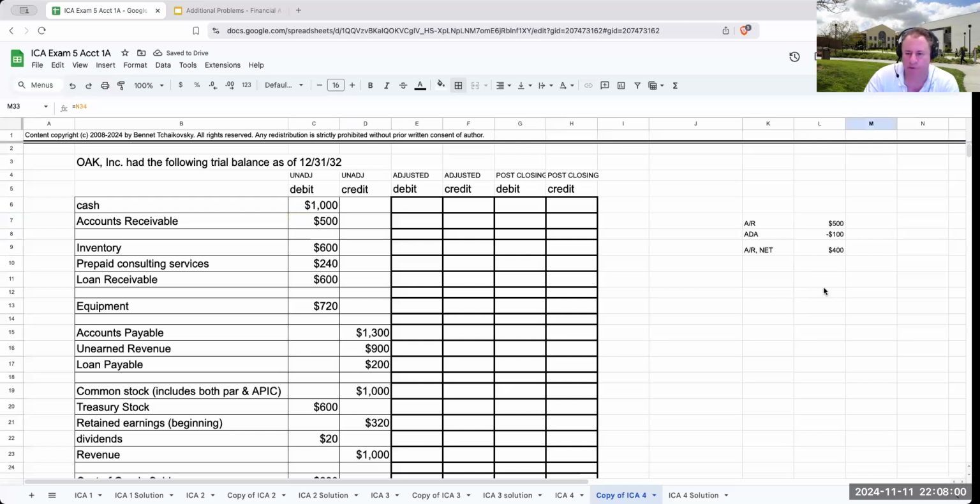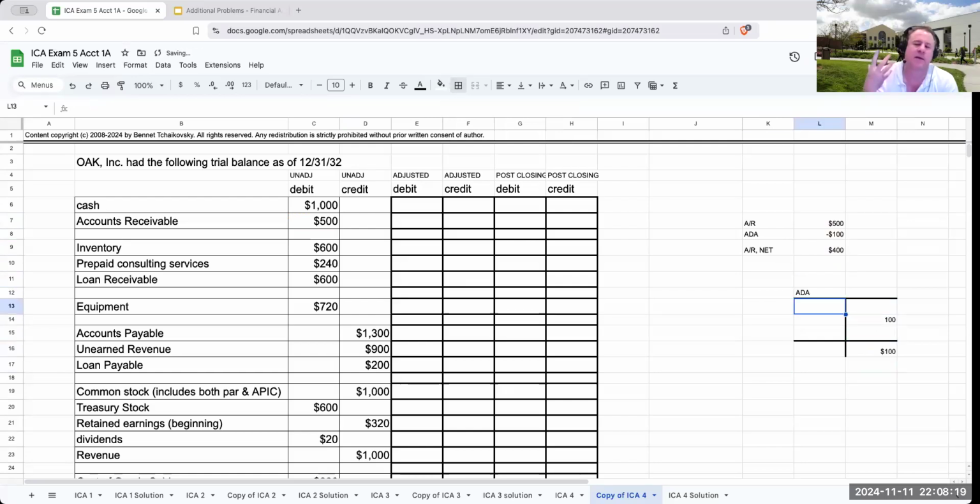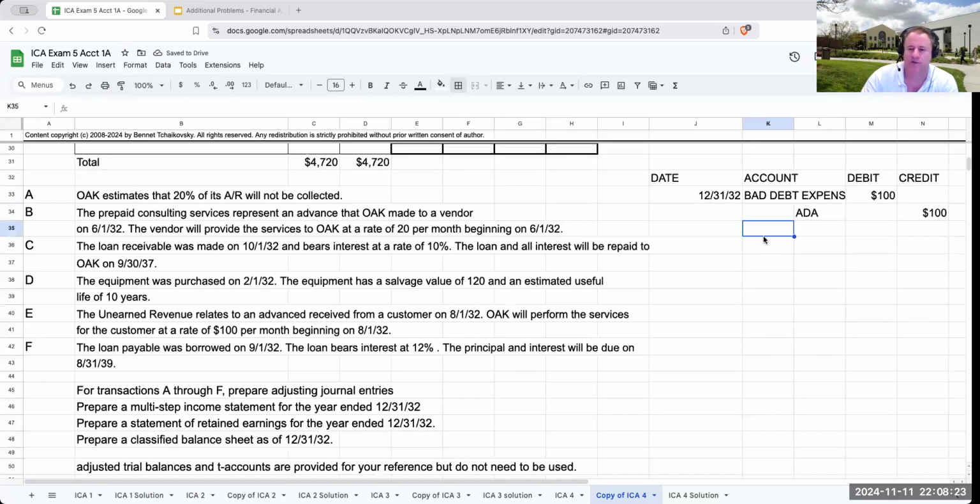Remember, when we go through and do this, you've got your ADA. It's going to have a credit balance because it is a contra asset account. It's reducing the carrying value of the asset. My credit here, I need 100. This is to the ADA. So my debit is going to be to bad debt expense. That's how I go through and adjust this to record bad debt expense.